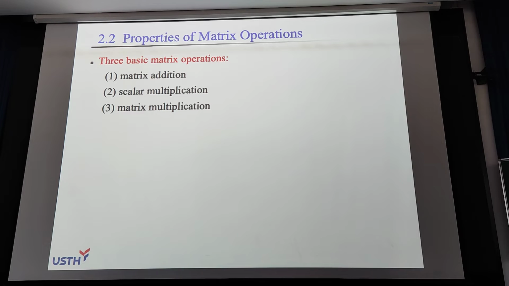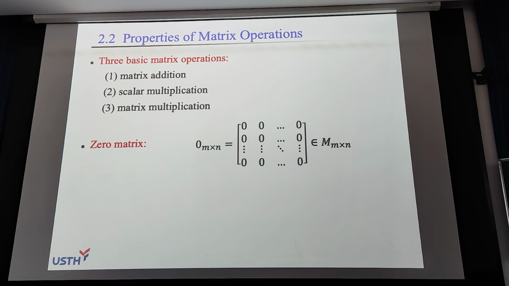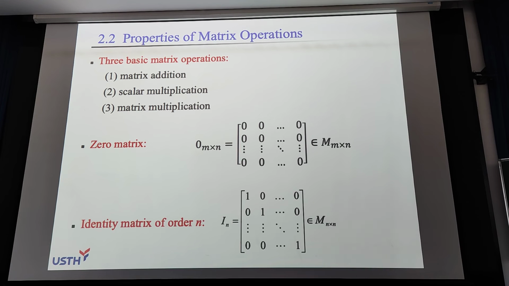Now, first we have two special kinds of matrices. The first one is the zero matrix. That is a matrix of any size m by n, having every entry being zero, like that. That is the first special matrix. The second matrix is the identity matrix.